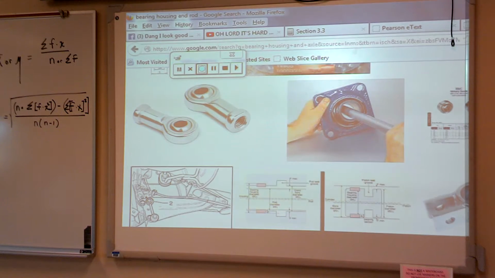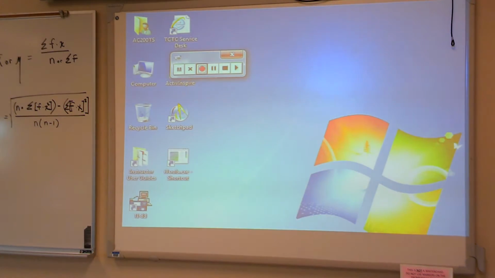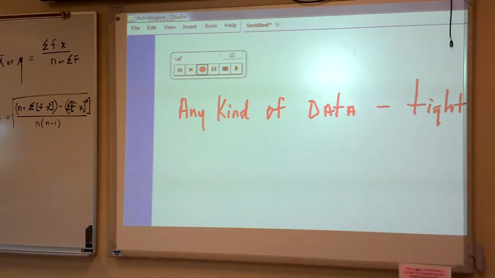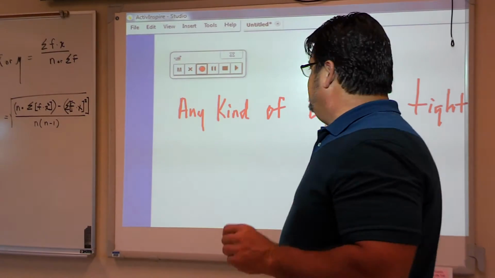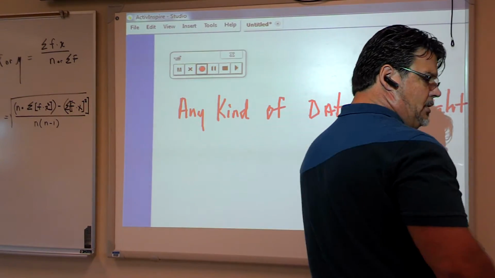So, what does that mean? That means that there should not be any variation. You should have data that has a very small standard deviation. All right? Let me show you what I'm talking about.